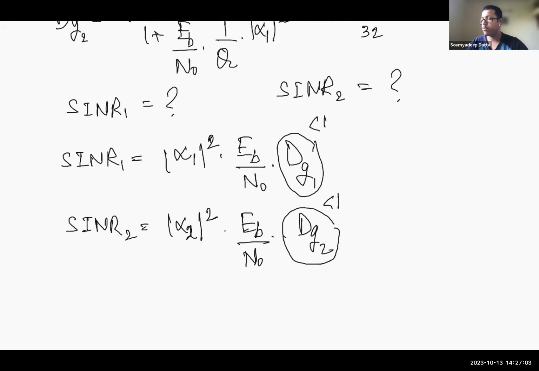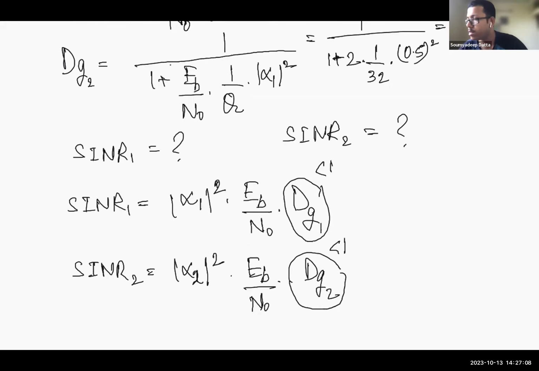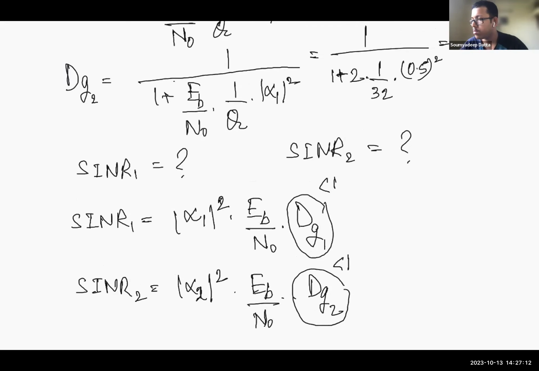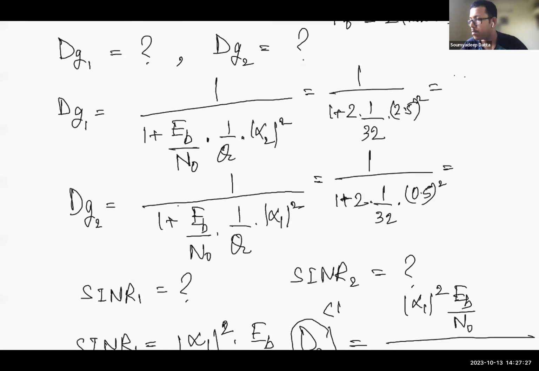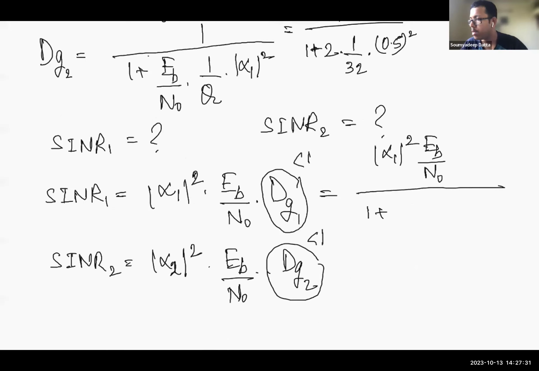So actually, maybe if the degradation factor doesn't make sense, let us just multiply it, forget the nomenclature, and let us see what the SINR expression looks like. So this is mod of alpha 1 square EB by N naught divided by, now what is degradation factor 1? This is 1 by 1 plus EB by N naught 1 by 2 alpha 2 square. So 1 plus EB by N naught.